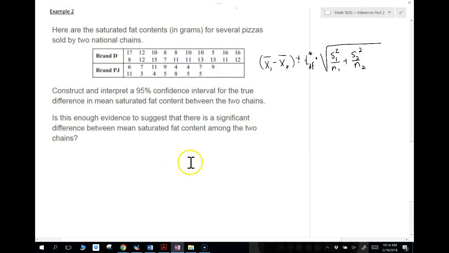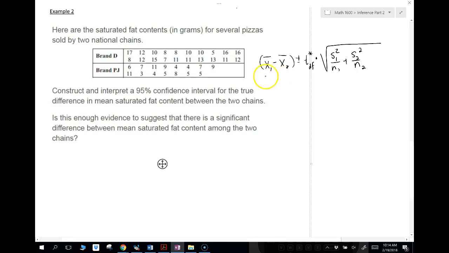All right, let me move myself down here to the corner. Okay, so what we have here is a situation where we're looking at saturated fat content. And if you hear some banging on the side there, they're working on my house. So several pizzas sold by two national food chains, and these are fat content.